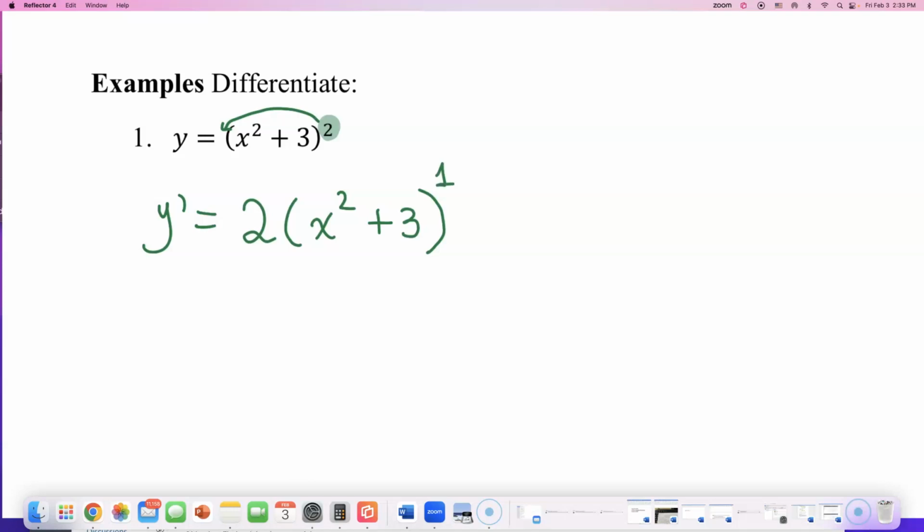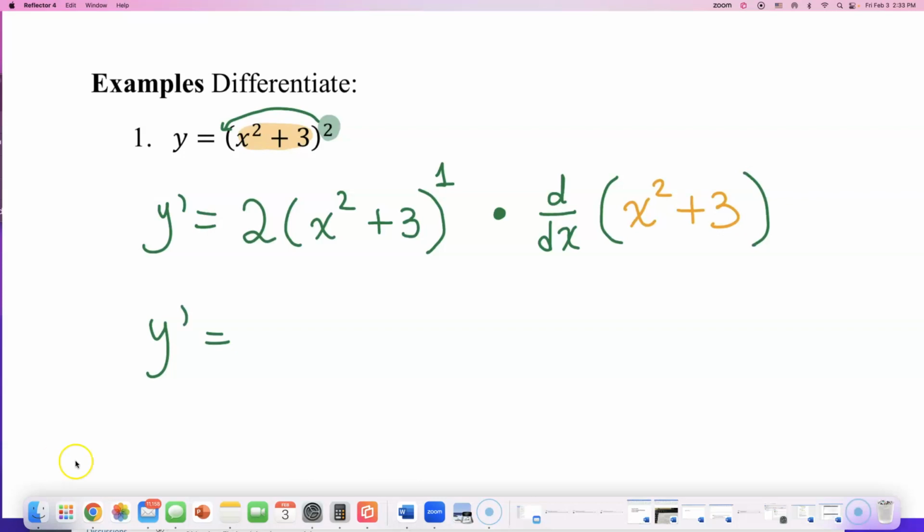Now remember, we need to multiply this by the derivative of the inside part. So this ddx notation is just me communicating with you that I am taking the derivative of the inside part. Now what's the inside part? This 2x squared plus 3. So I'm about to take the derivative of that orange binomial, okay? So let's bring this down for right now.